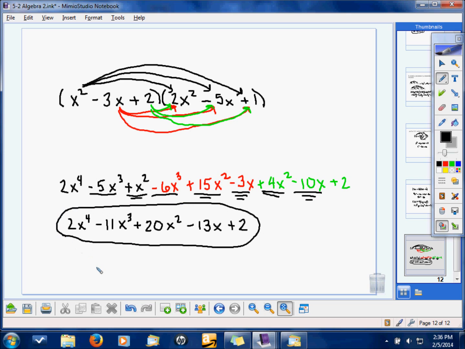Now, like I said, that sounds really complicated, but it really isn't. It's just doing one problem after the other with things that you already know how to do. Then looking for the like terms, putting them together. All of this math is just taking the things that you know how to do and putting them together.